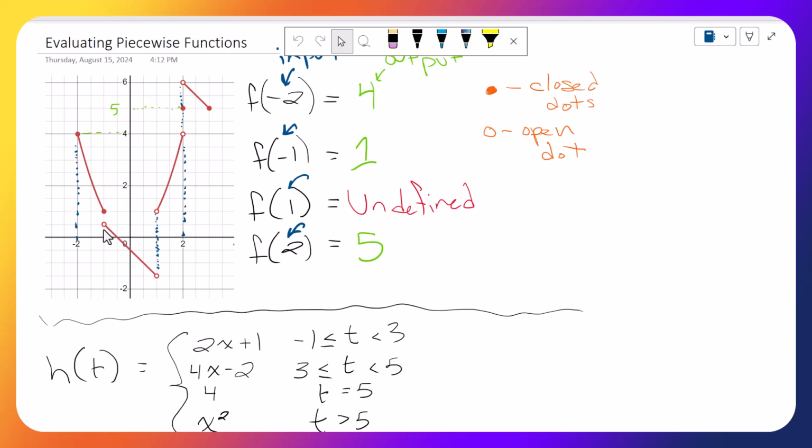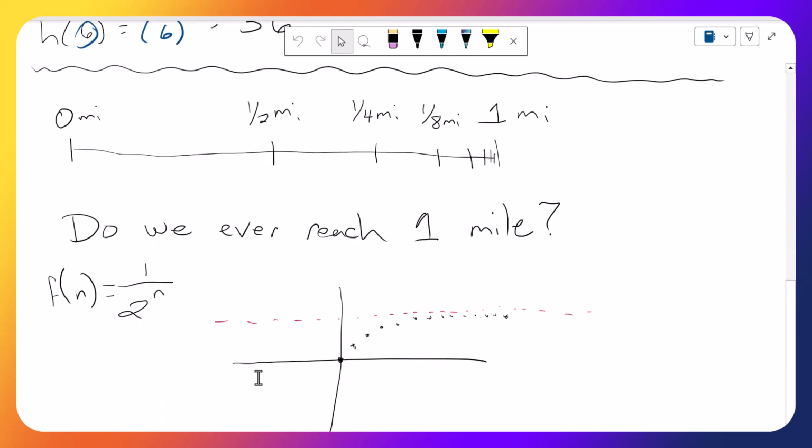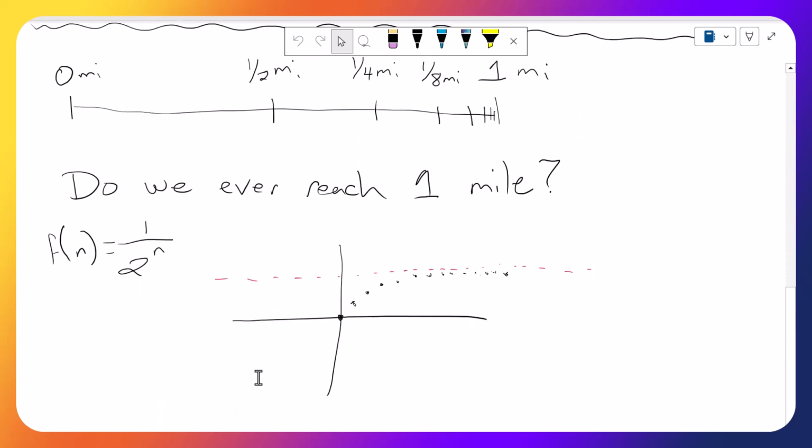And for me, seeing this kind of visual demonstration down here, that's kind of what made it click for me, because the answer to this question, do we ever reach 1 mile? Well, the answer is no. We never actually do reach 1 mile, because we're getting as close as we possibly can to it. But the thing is, we can always keep getting closer. There's no stop to it.